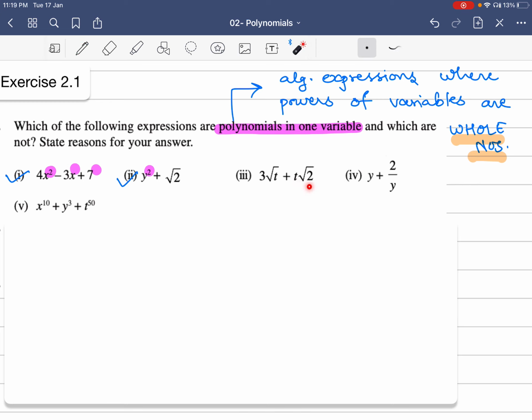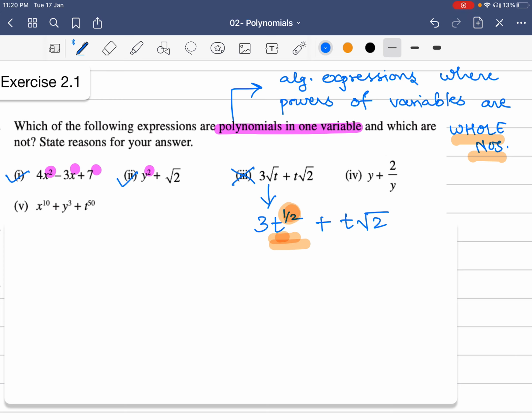Next, we come to expression number 3. Here we can clearly see that this 3 root t is nothing but t raised to half, plus t root 2. This is the variable whose power is not a whole number, it's a rational number 1 by 2. Root t can be written as t to the power 1 by 2. So the power of a variable is not a whole number, hence this is not a polynomial.